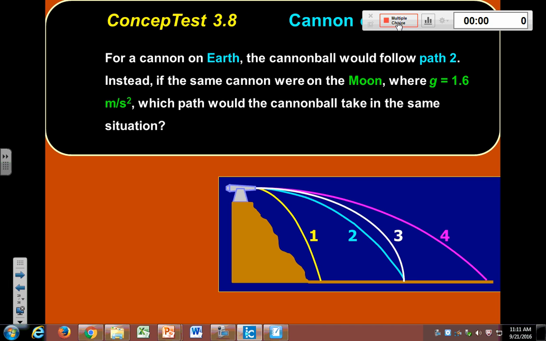For a cannon on Earth, the cannonball would follow path number 2. Instead, if it were on the moon, where the acceleration due to gravity on the moon is 1.6 meters per second squared, which path would the cannonball take? So on the Earth, it follows this one. On the moon, which will it follow? A, B, C, or D?